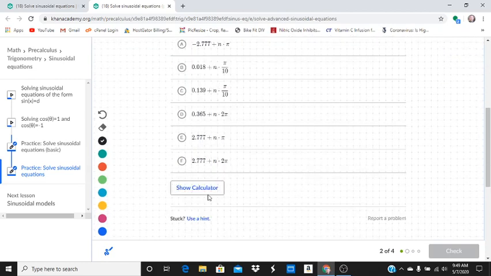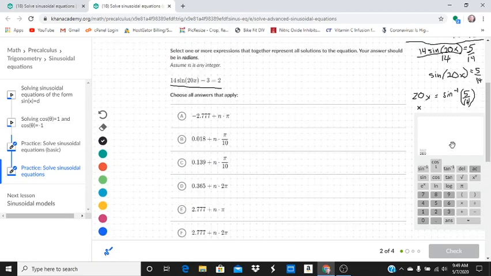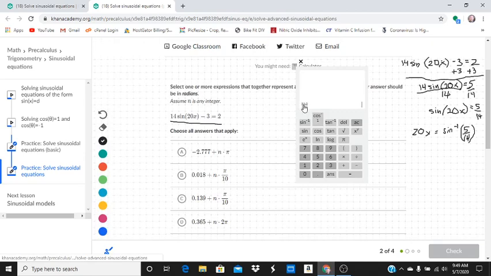Okay, let's take out our handy calculator. We want this in radians, so I'm going to click that, bring it into radians. I want inverse sine of 5/14, so 5 divided by 14, close my parentheses. Okay, so I get 20x is equal to approximately, or roughly, I'm going to round it to 0.365.